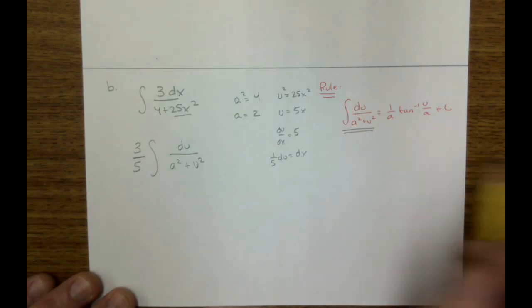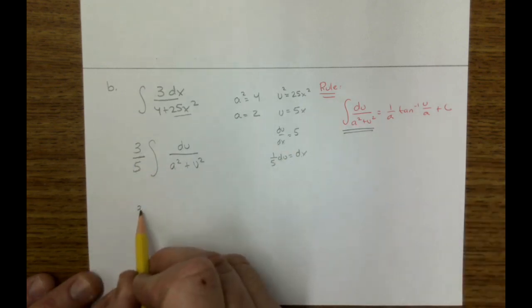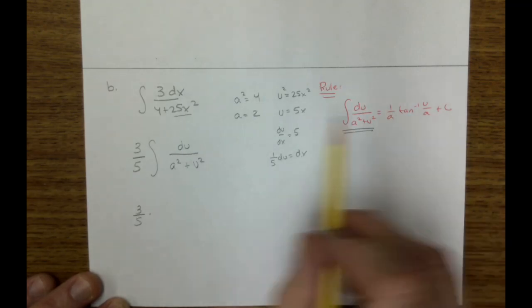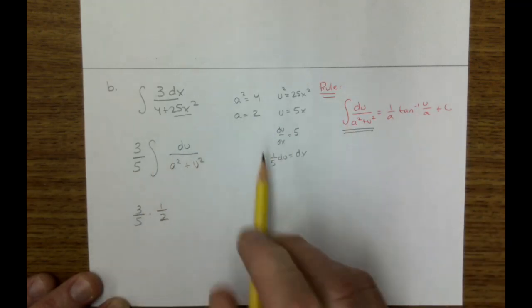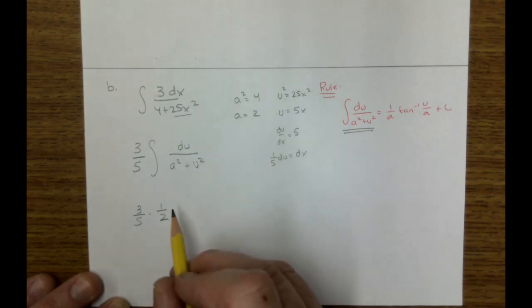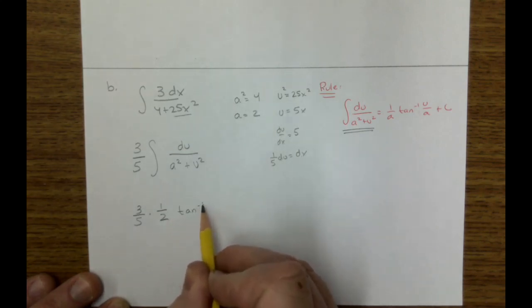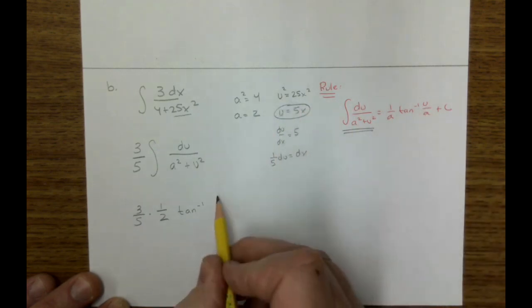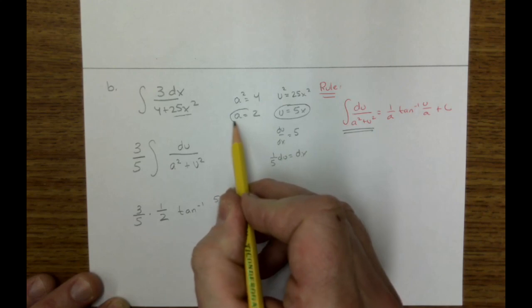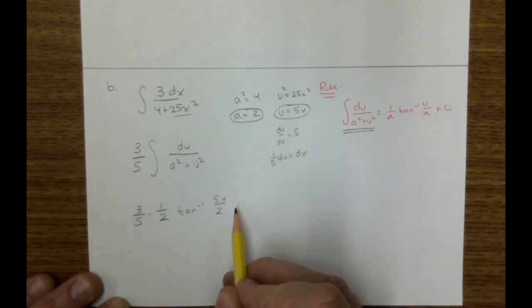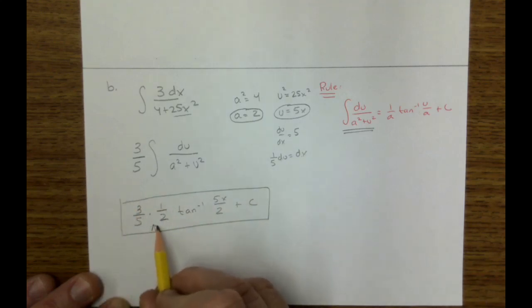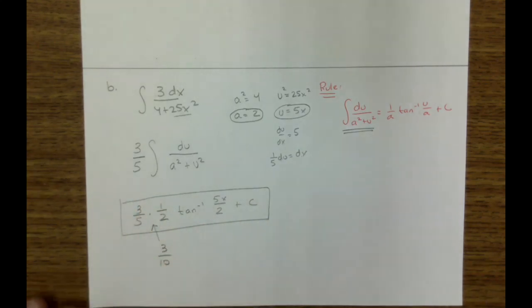All right, once I have that, just go through my steps. Don't forget about the constant, 3/5. Look at this, it has a 1 over a, so 1 over 2. Be careful that you don't use a squared, you use the 2. Inverse tangent of the u function, well, u is just that right there, 5x, divided by the a function, which is just that, 2, plus c. And there you have it. The only thing you should do is this coefficient should be 3/10 out front. We can multiply those fractions.